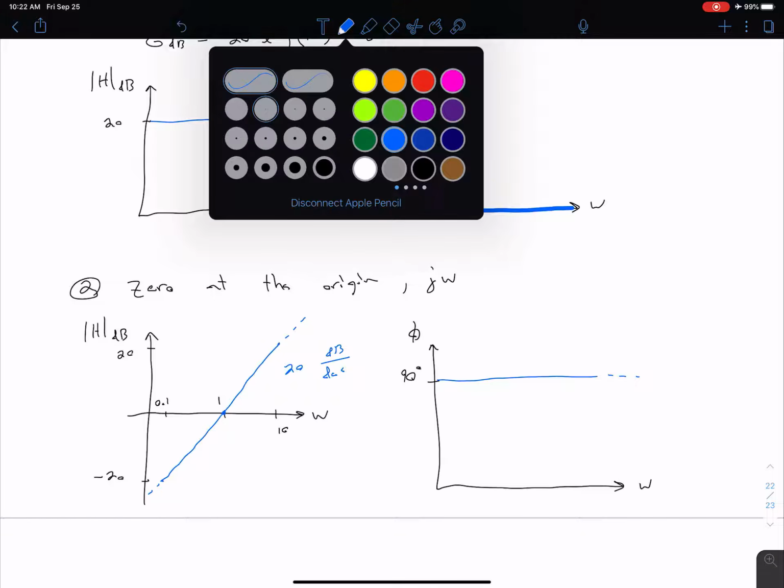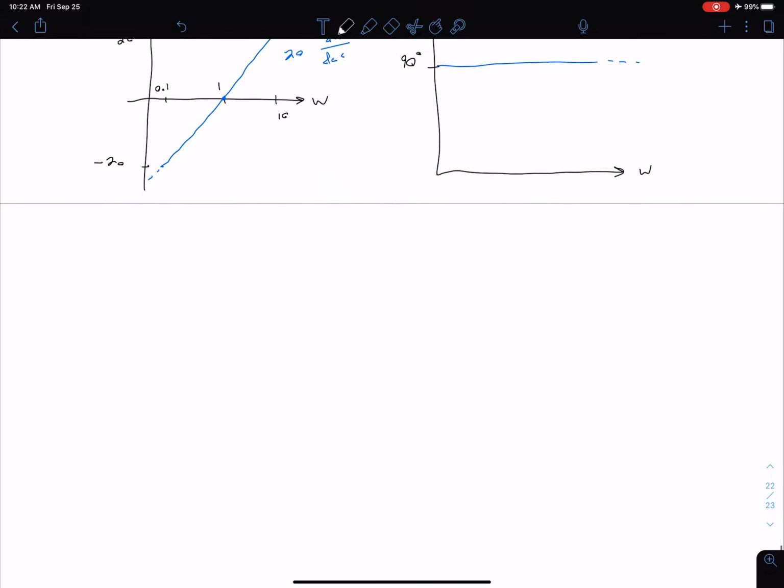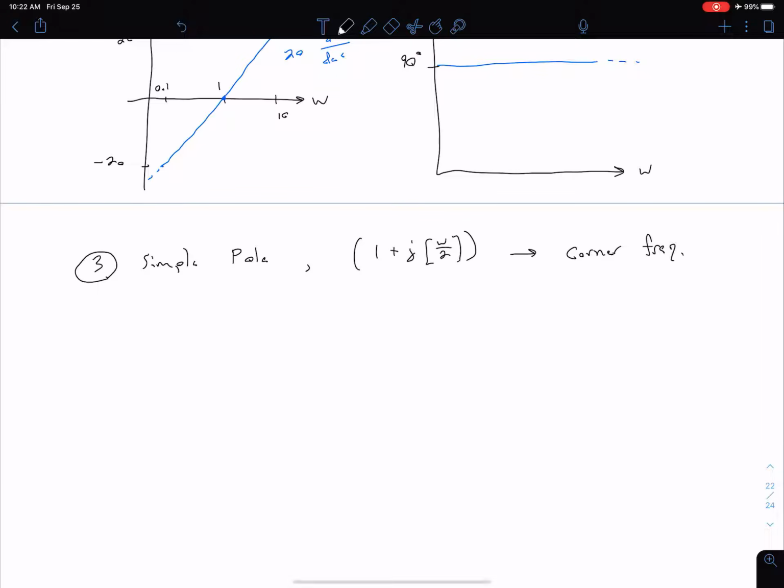Okay, so now the last thing we want to address is our two simple poles. So let's look at one at a time, of course. So we have 3 is our simple pole. And let's look first at the one that's 1 plus j omega divided by 2. And so what we can see from that is our corner frequency, our break frequency, our 3 dB frequency, however you want to call it, is going to be omega equals 2.